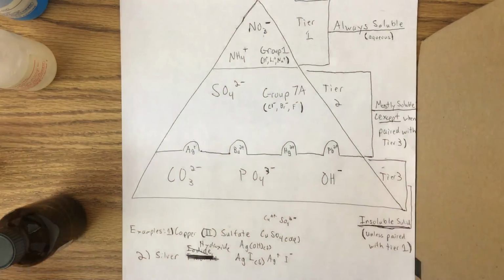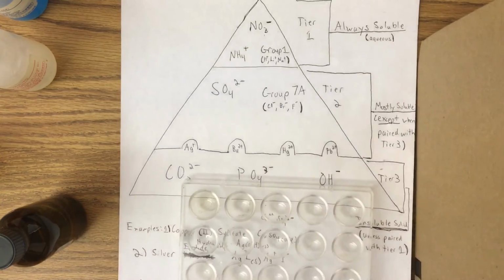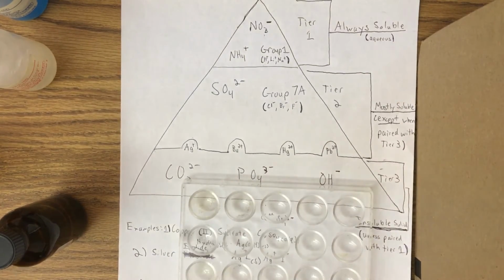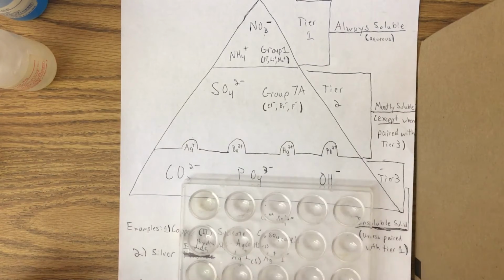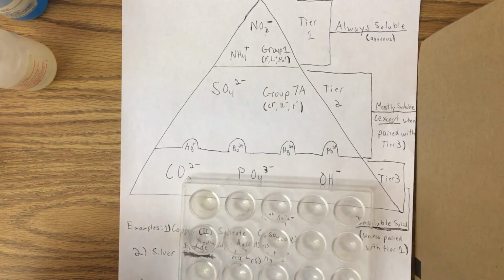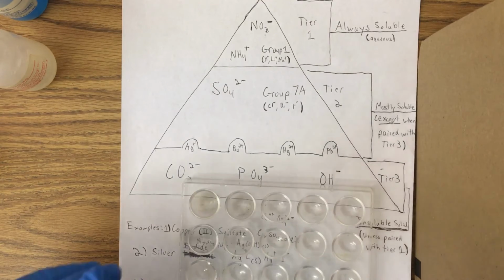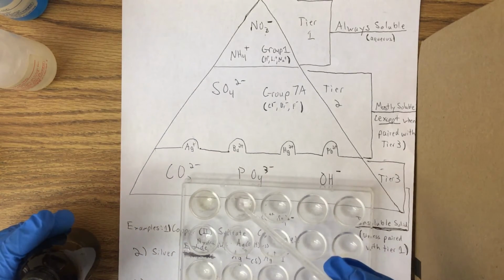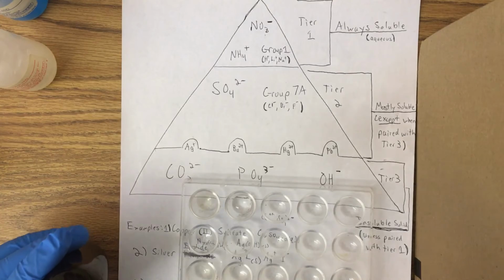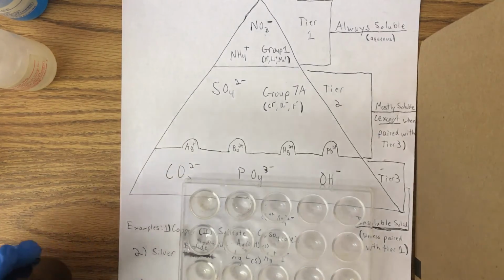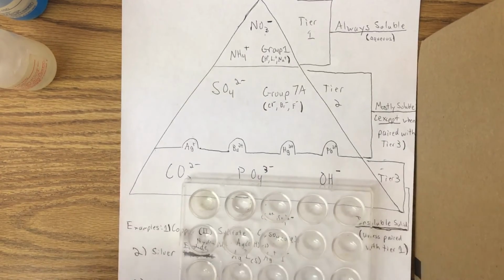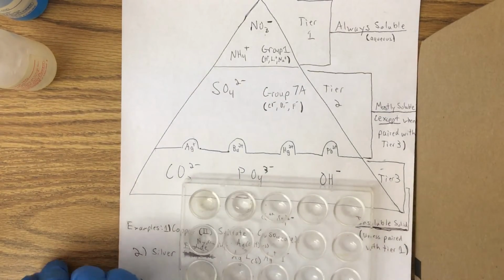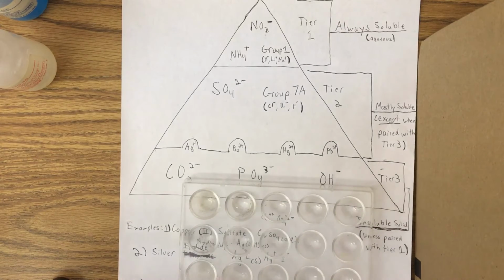So if I take some of each of these and combine these two clear solutions, what we would expect to get is an insoluble precipitate. So we add a couple of drops of our silver nitrate. We see that it's clear. If we then add a couple of drops of ammonium hydroxide, we'll complete a double replacement reaction that I'll draw for you in just a minute.